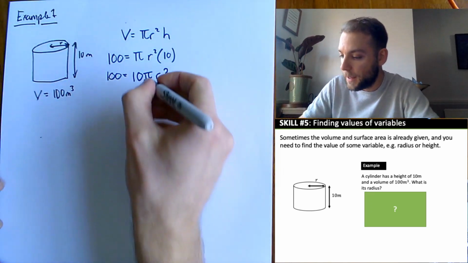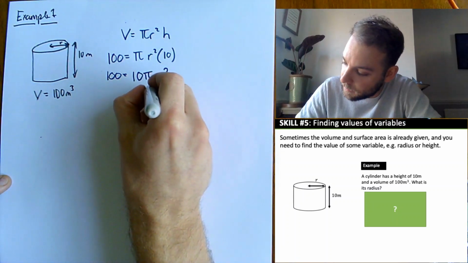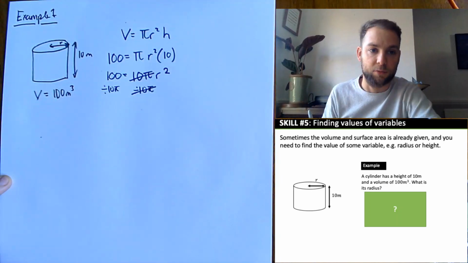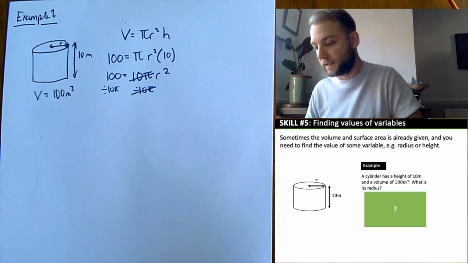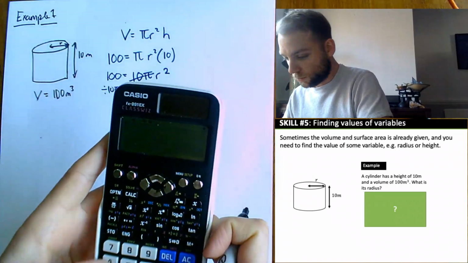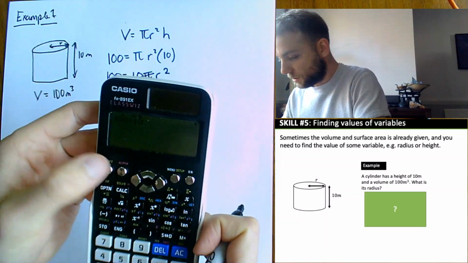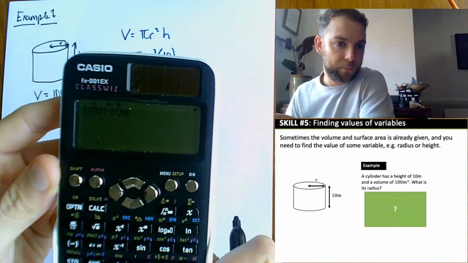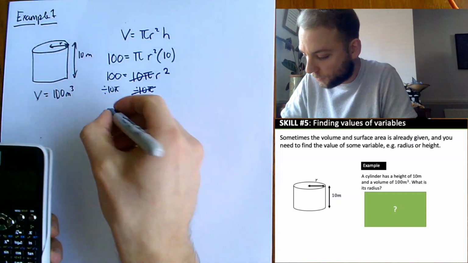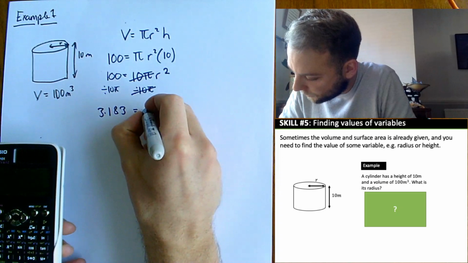When I do that, I need to get rid of this 10 pi. So I divide by 10 pi, I divide by 10 pi. Dividing the right hand side by 10 pi gets rid of that, dividing the left hand side by 10 pi, do this on my calculator. So it's going to be 100 divided by 10, shift pi, there we go, is equal to 3.18. I'm going to do it to 3 decimal places for now. 3.183 is equal to r squared.